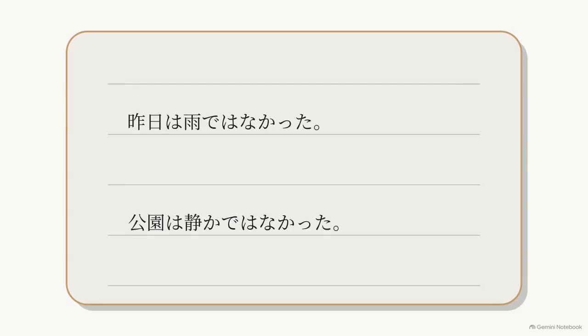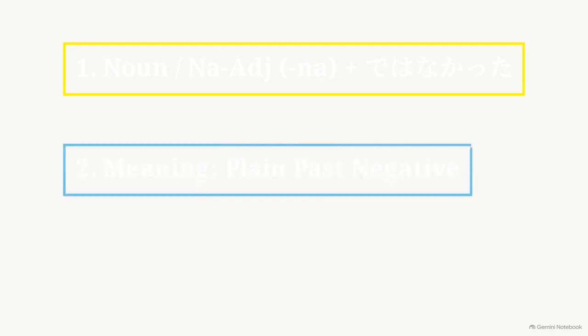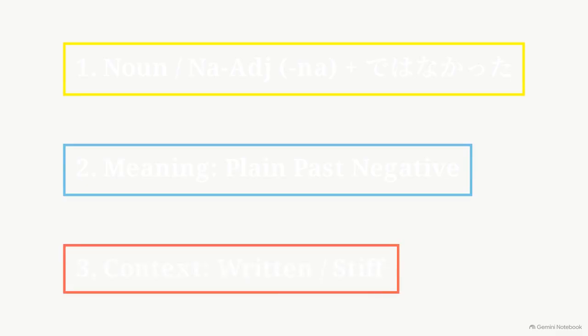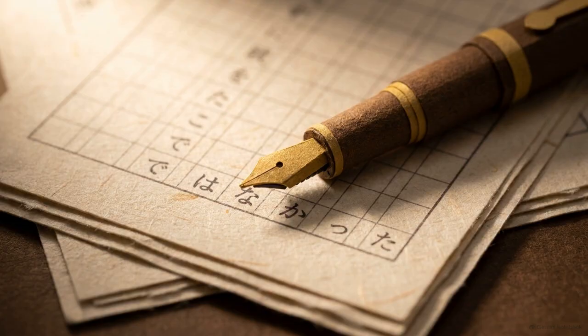This diary shows both word classes in a formal style. First, the weather noun ame connects directly to the past negative marker. Second, the na is removed from the adjective shizuka na, locking into the same de wa nakatta ending. Review these three core rules. First, attach the ending to nouns or na-adjectives after dropping the na. Second, use it to state a plain past negative fact. Third, reserve this stiff tone for your writing and formal narratives. You are now prepared to make clear, structurally accurate past negative declarations in your formal Japanese writing.